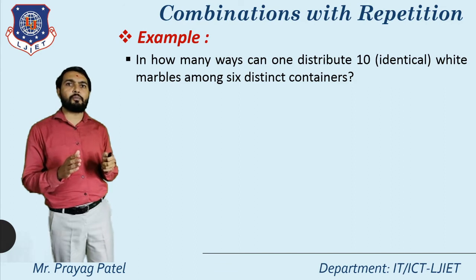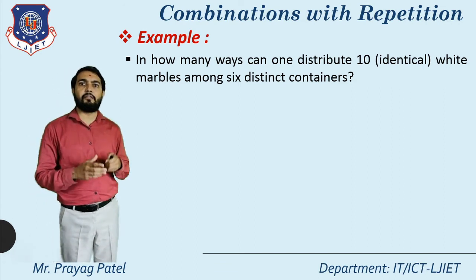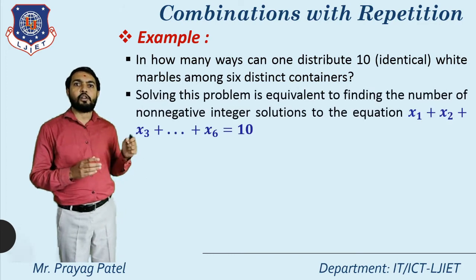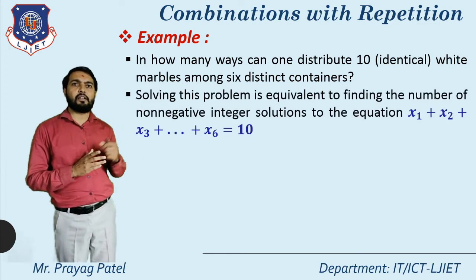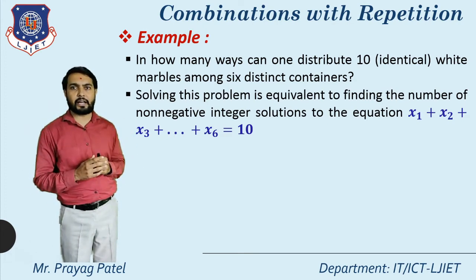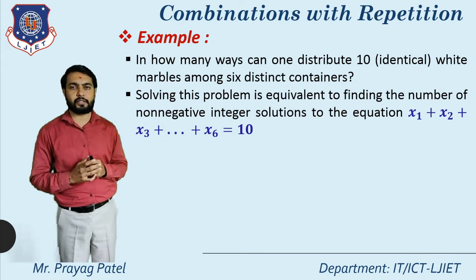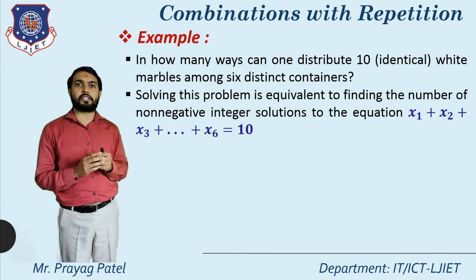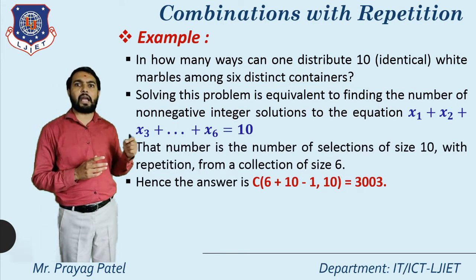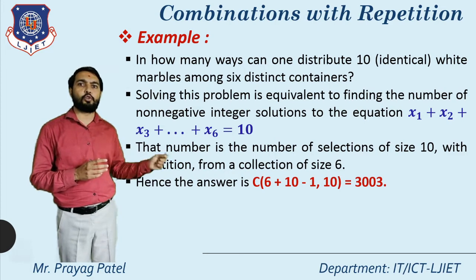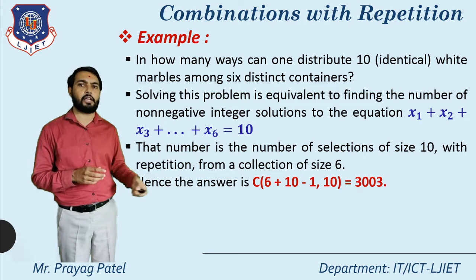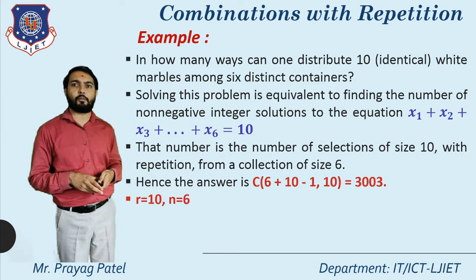So here 10 objects are available, 10 marbles, and we have to distribute these 10 marbles among the 6 containers. So see here, the equation is like this: x1 plus x2 plus x3 up to x6, because 6 different containers are available. So x1 to x6 is equal to 10, that means the total distribution is equal to 10. So we already know the values of n and r. Here n equals 6 and r equals 10. Using this formula we can find C(6+10-1, 10) equals 3003. So this is an example of this type of problem.